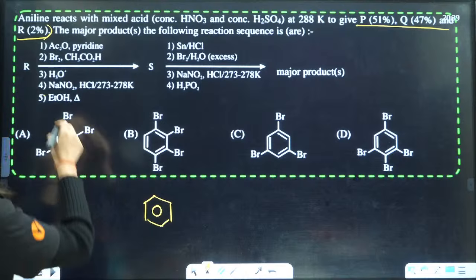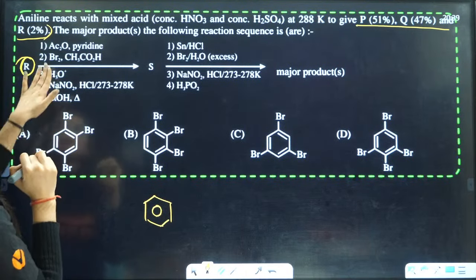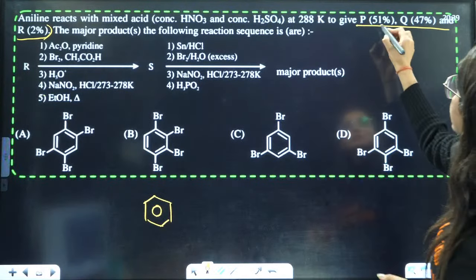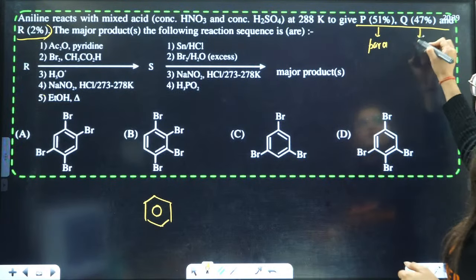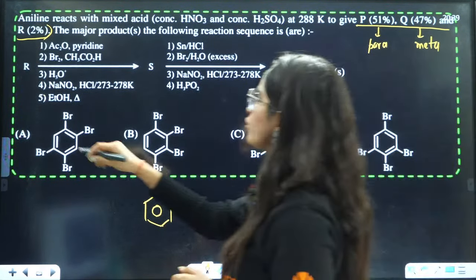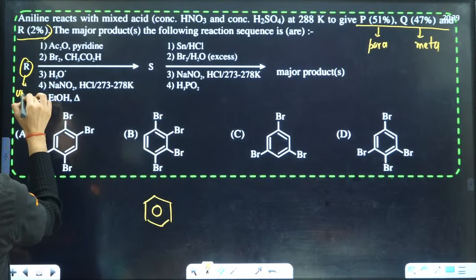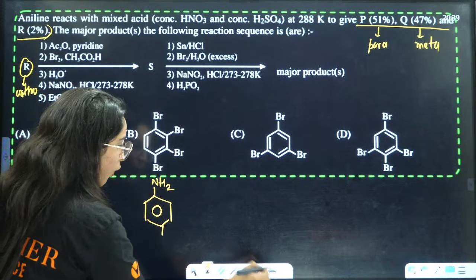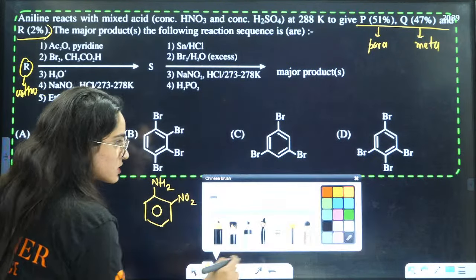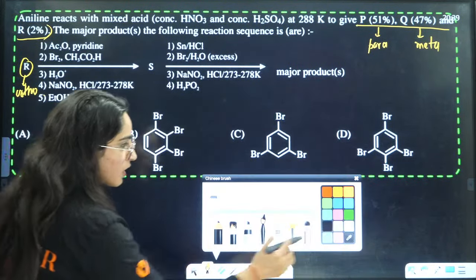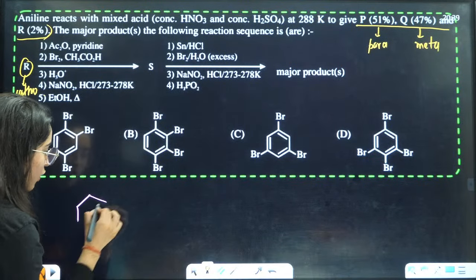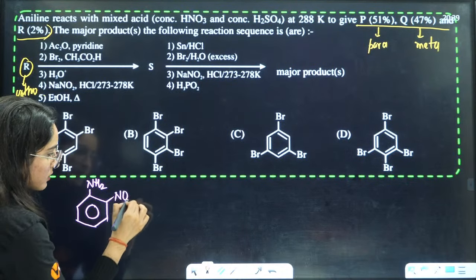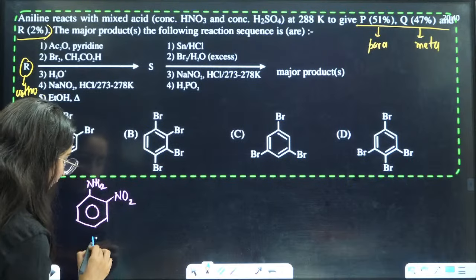They are using R here. Tell me, what was R? R was ortho or para? This is definitely para. This was meta, and R was ortho. That means to this aniline, you have the ortho product. Ortho means this product. This is R. R is the ortho product. So the ortho product is this one. So let's do the reaction of R.